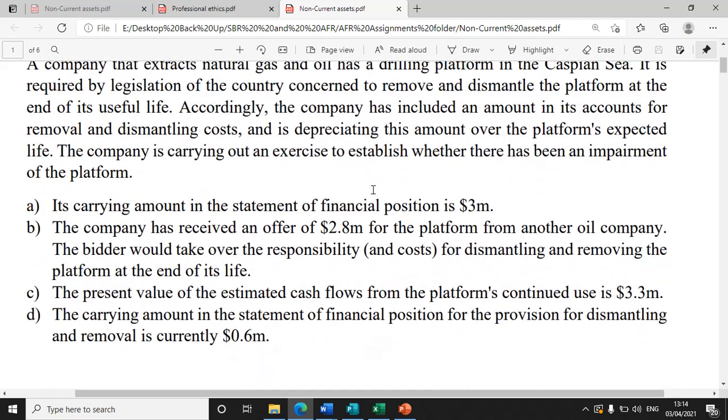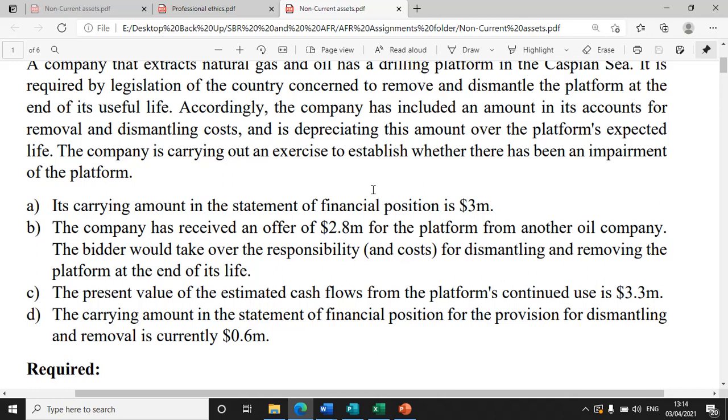So we'll run through these numbers, and of course, it says its carrying amount in the statement of financial position is 3 million. So you get your carrying amount. The company has received an offer of 2.8 for the platform from another company. This is going to take the place of fair value less cost to sell. The present value of the estimated cash flows from the platform's continued use is 3.3. That is your value in use. Now there's a note down there which says the carrying amount in the statement of financial position for the provision for dismantling and removal is currently standing at 0.6.